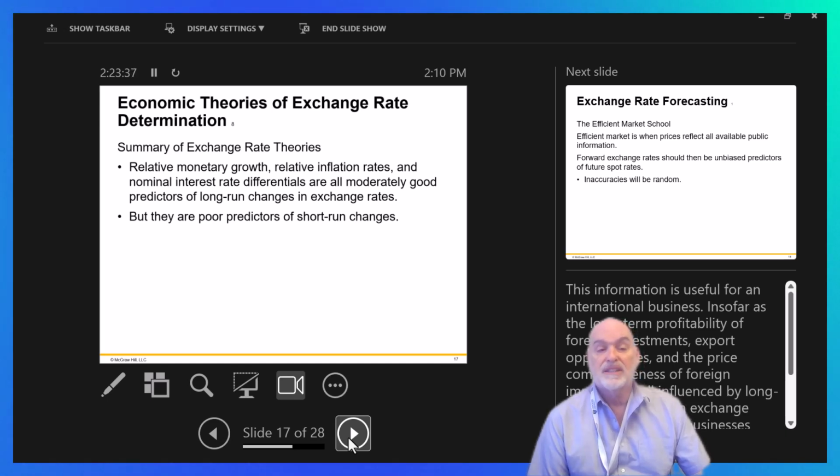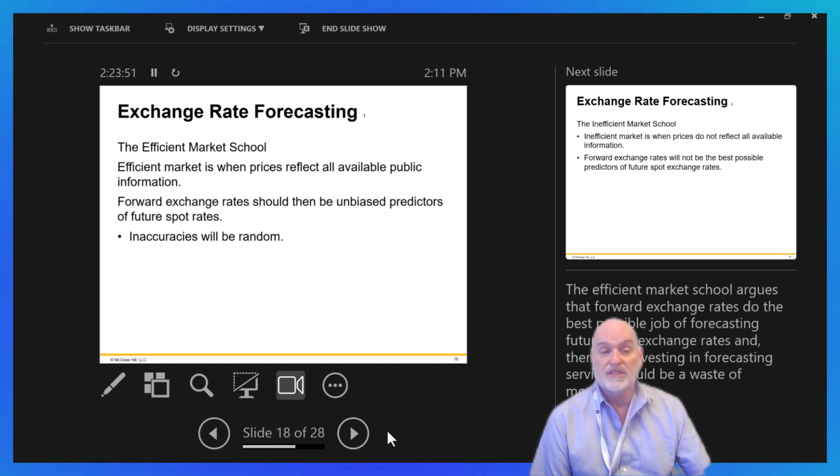Summary of exchange rate theories. Relative money growth, relative inflation rates, and nominal interest rate differentials are all moderately good predictors of long-run changes in exchange rates, but they are poor predictors of short-run changes.